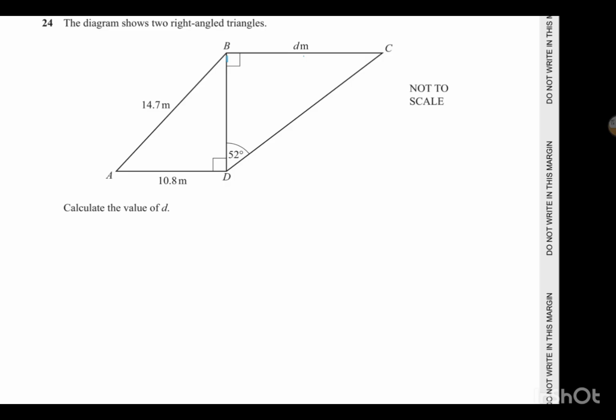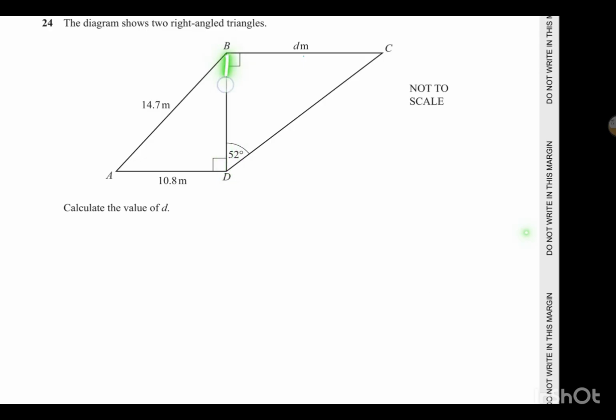Question number 24. The diagram shows right angled triangles. This is one triangle and this is another triangle. Calculate the value of d. This is the value we need to find, d meters. For finding d, we should know this side BD. To get BD, we take the square root of hypotenuse square minus the given perpendicular side square. And if we take tan 52, it is opposite side by adjacent side. So if I know BD, I can find d by doing adjacent side into tan 52.